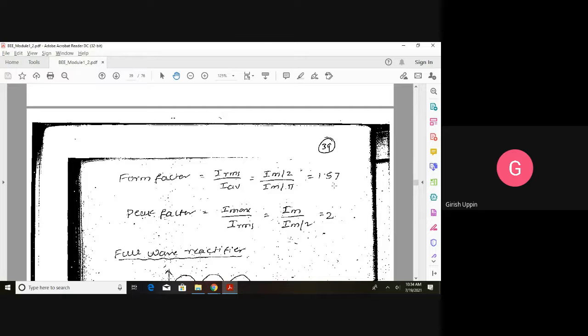Now you remember the form factor of a half wave rectifier: 1.57. What is the peak factor? Peak value divided by the RMS value. The peak value is Im, and Im divided by 2 is the RMS value. We get it as 2.